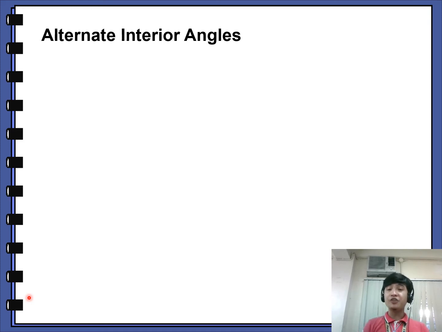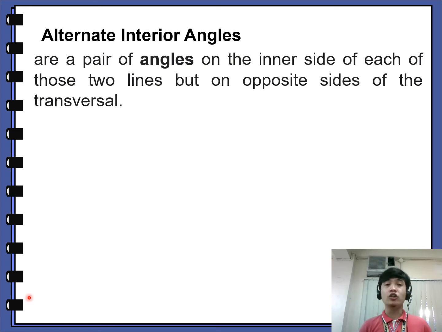So, may mga angle relationships kasi yan eh. Meron ding relasyon si interior at exterior. So, para sa session na ito, umpisahan natin sa alternate interior angles. Okay? Ngayon, sabi sa definition, alternate interior angles are pair of angles on the inner side of each of these two lines, but on opposite sides of the transversal.